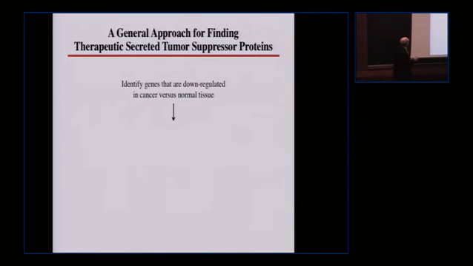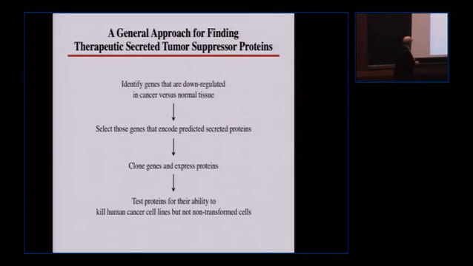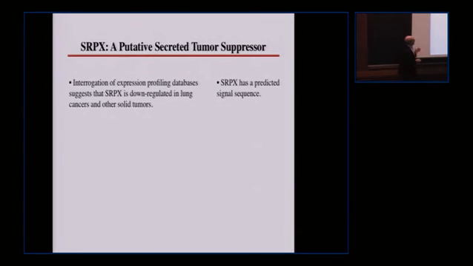We first just scrutinize available data sets for genes that are down-regulated in cancer versus normal tissues. These are putative tumor suppressor genes. We select those that encode predicted secreted proteins. We clone and express those genes and look first for their ability to kill cancer cell lines, but not non-transformed cells. And I'll show you one example where that seems to have been quite successful.